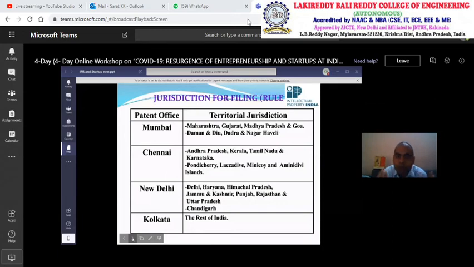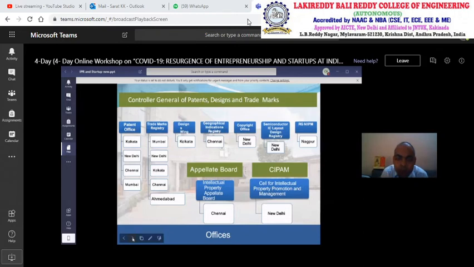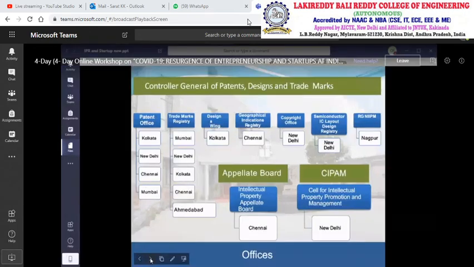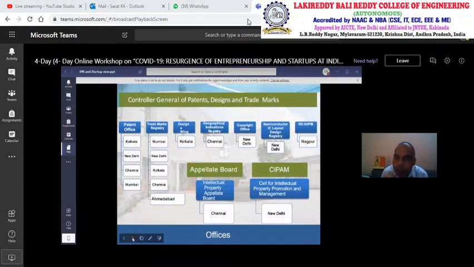This is a large structure of our Indian patent system. I have already told you we have different intellectual property rights: patent, trademark, design, geographical indication, copyright, semiconductor. We have different offices in different geographical locations where you can go and file. That means you need not go physically to file at a particular office. Nowadays, we are providing you an option of e-filing.